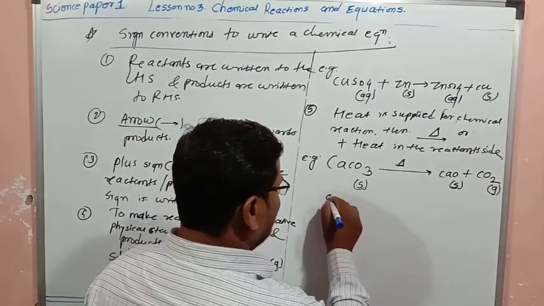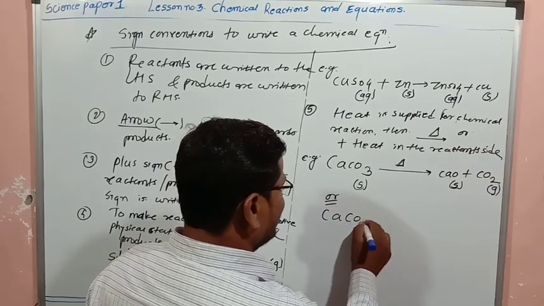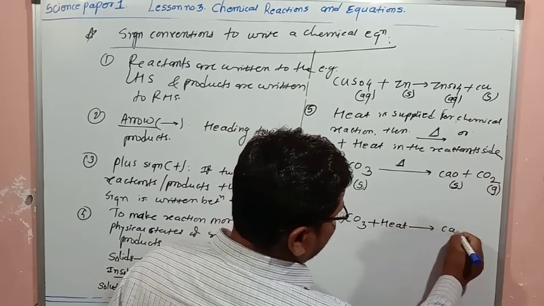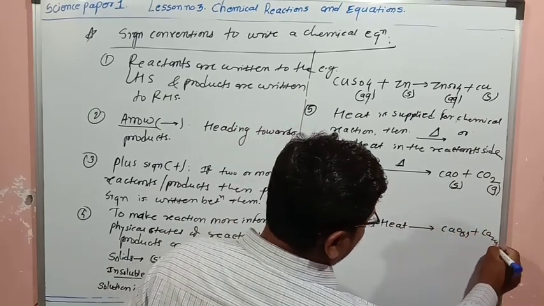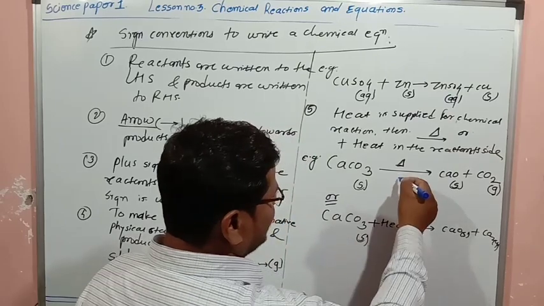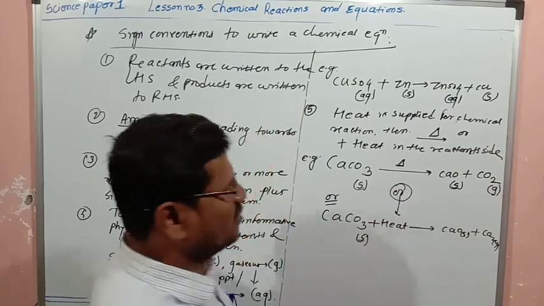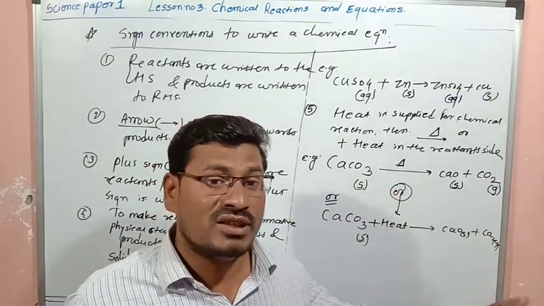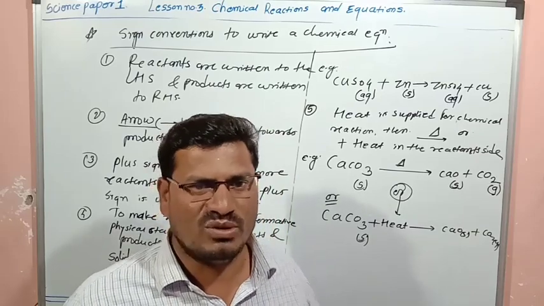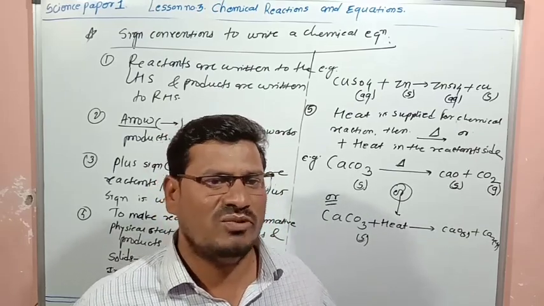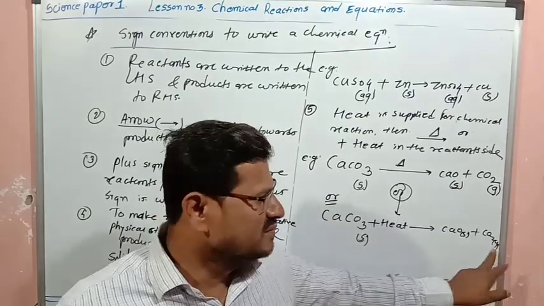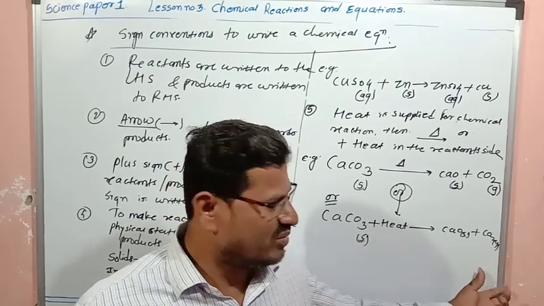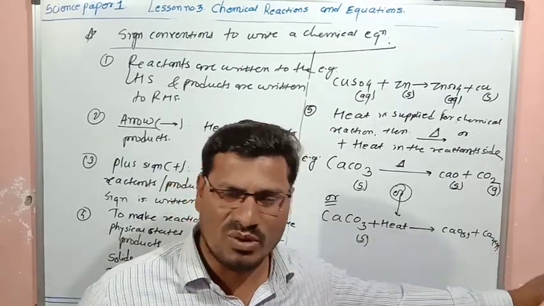Or you can write it this way: calcium carbonate limestone powder plus heat, and it gives CaO solid plus CO2 gas. So there are these two ways to write the heat. And if heat is given out in the chemical reaction, if heat is produced after the formation of the product, then you are going to write plus heat on the product side.